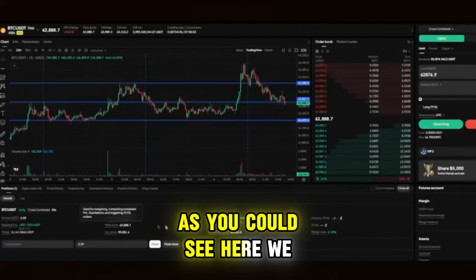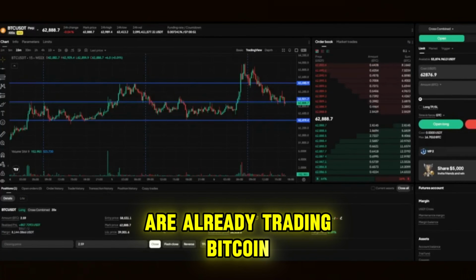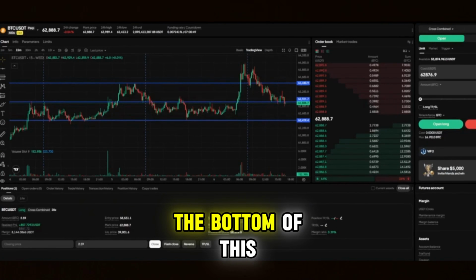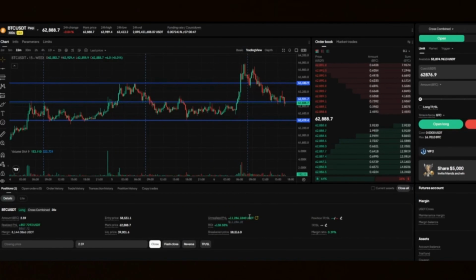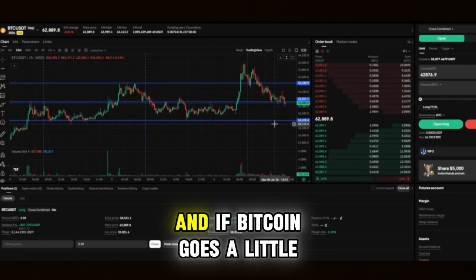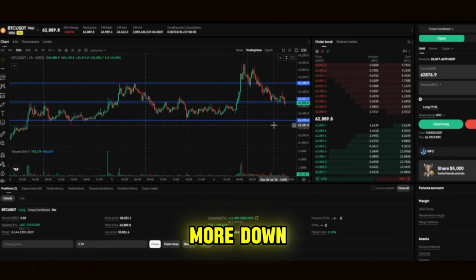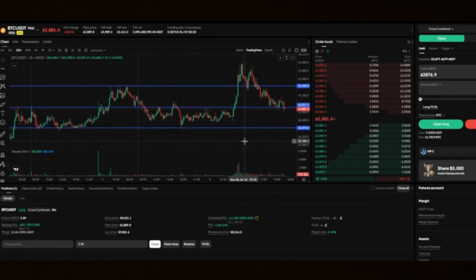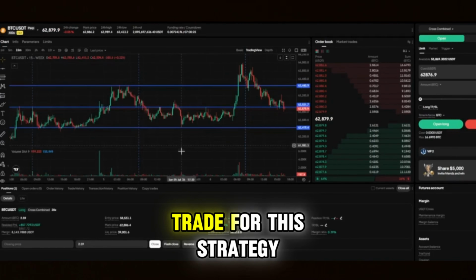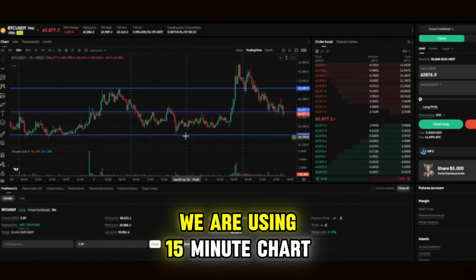As you could see here, we are already trading Bitcoin and we are trying to catch the bottom of this bull market. We are already up more than $11,000, and if Bitcoin goes a little more down, we will add more positions. So to get back to the trade, for this strategy we are using the 15-minute chart.